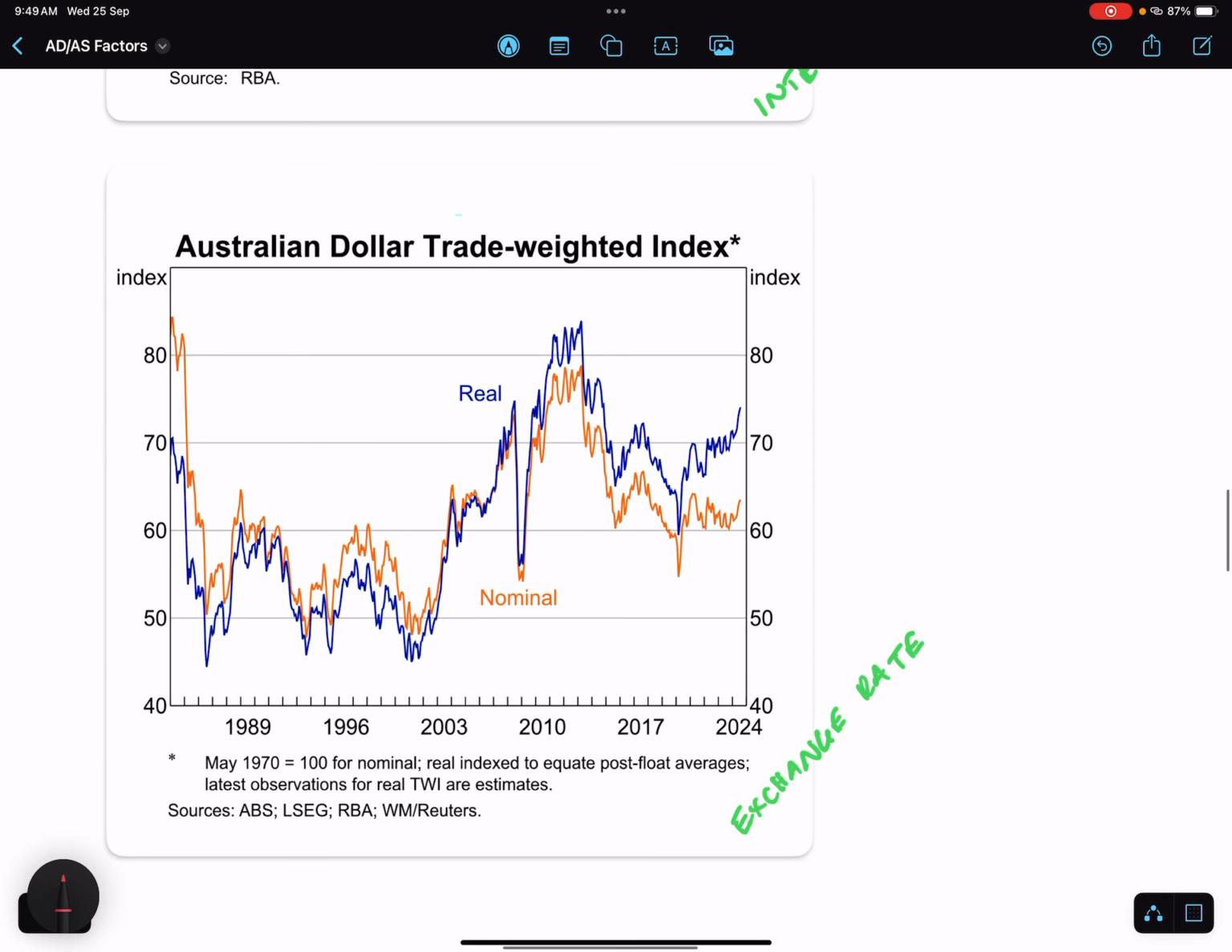And the last aggregate demand factor that I'd like to look at is the Australian dollar in terms of the trade-weighted index.